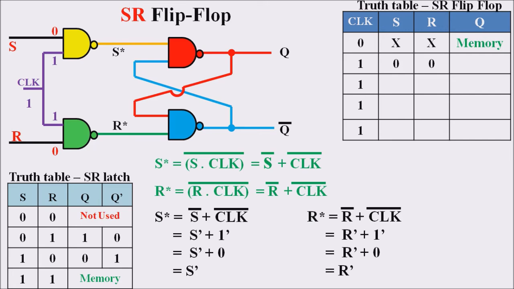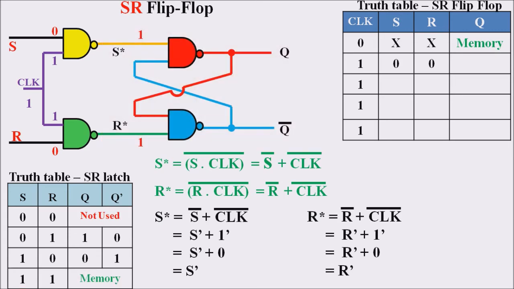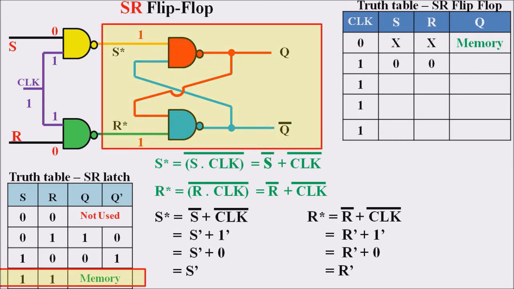So firstly, we are starting with the input of S equal to 0 and R equal to 0. Then the output of these two NAND gates, that is S star and R star, will now become 1 and 1. So now we have to check the truth table of the SR latch with input 1 and 1. So 1 and 1, S star equal to 1, R star equal to 1, will result in a condition of memory. Thus we can tell that if clock is equal to 1, S is equal to 0, R is equal to 0, results in memory condition.